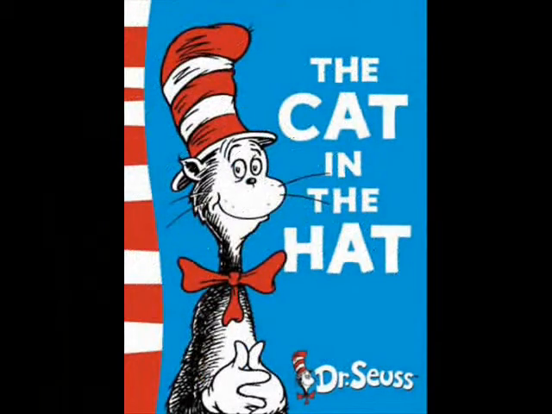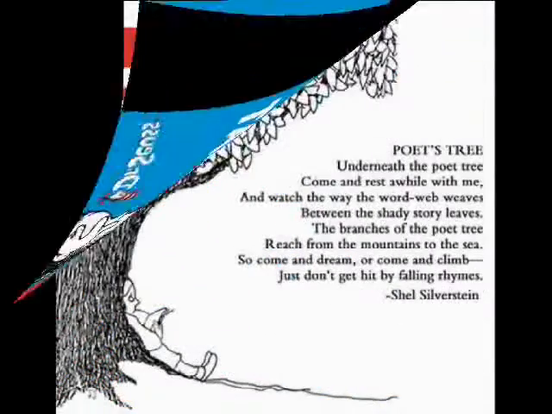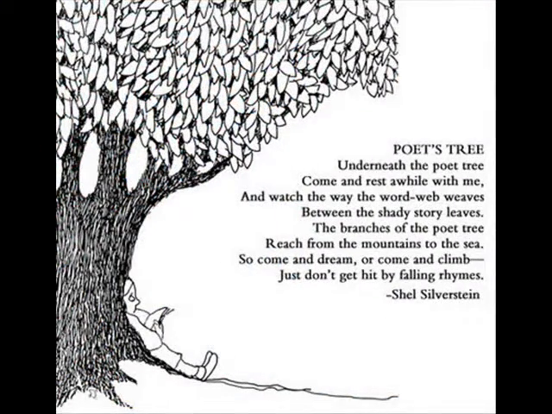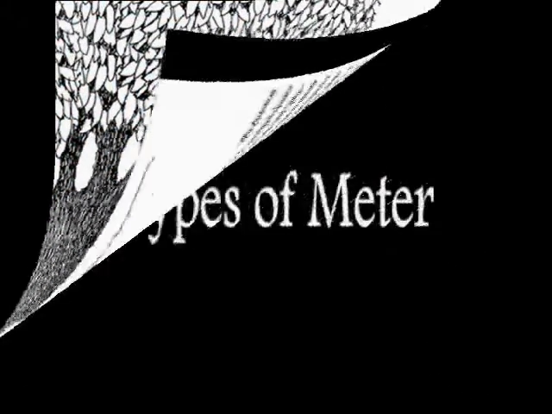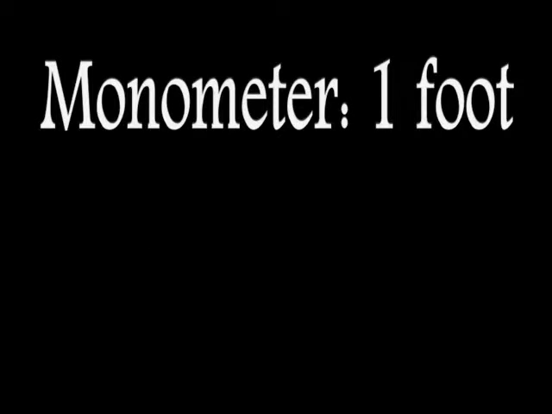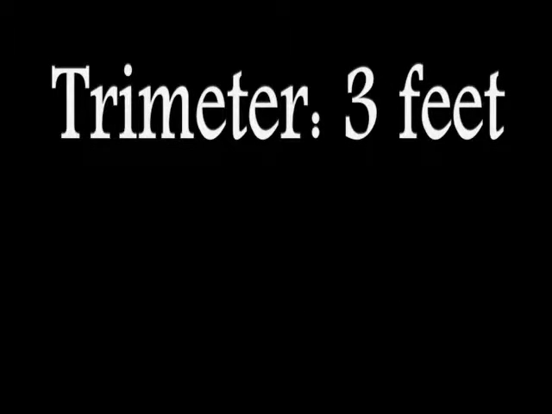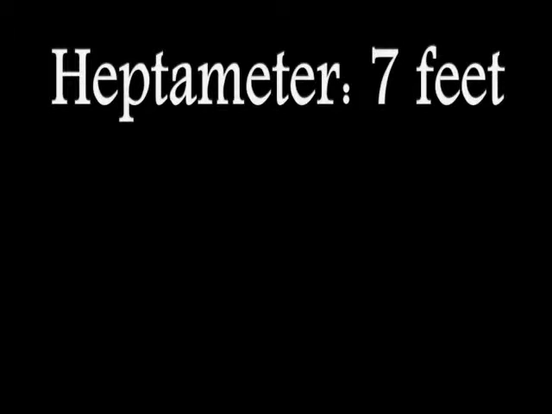For the end of the year project, you will create your own piece of original poetry in the form of a sonnet. But we have to understand poetry before we can create poetry. Each line of poetry has a determined length set by the number of grouped syllables in the line. These are the types of meter and their length: monometer, dimeter, trimeter, tetrameter, pentameter, hexameter, heptameter, and octameter.